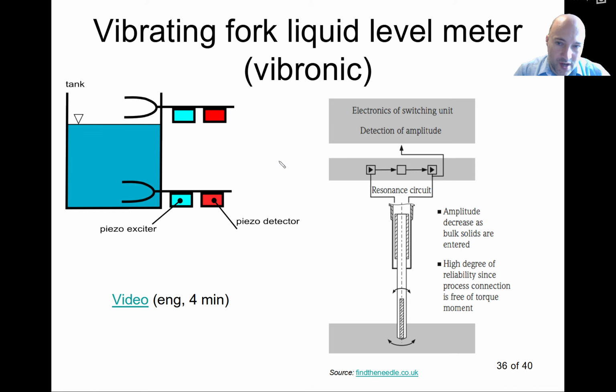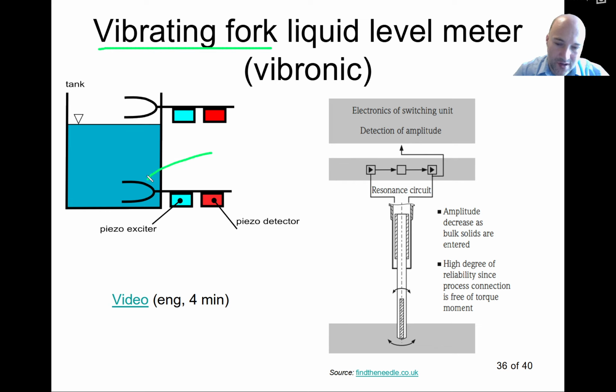Okay, and the very last one will be the vibrating fork. This is quite different from all the other principles that we've seen so far, because this vibrating fork will work only as a point level switch. All the previous examples were continuous, but they could also be made as point level, including the conductivity meter, but this vibrating fork will work only as a point level meter. Now there is a very nice video on this link, so I recommend you take a look at that. It explains quite well how this principle works. A vibrating fork.